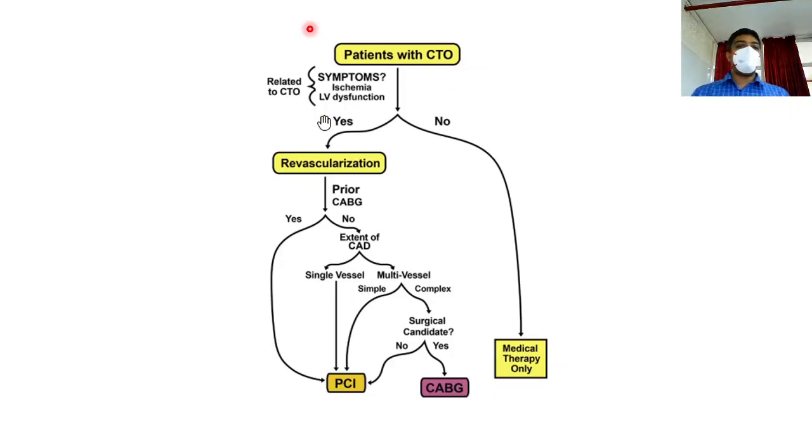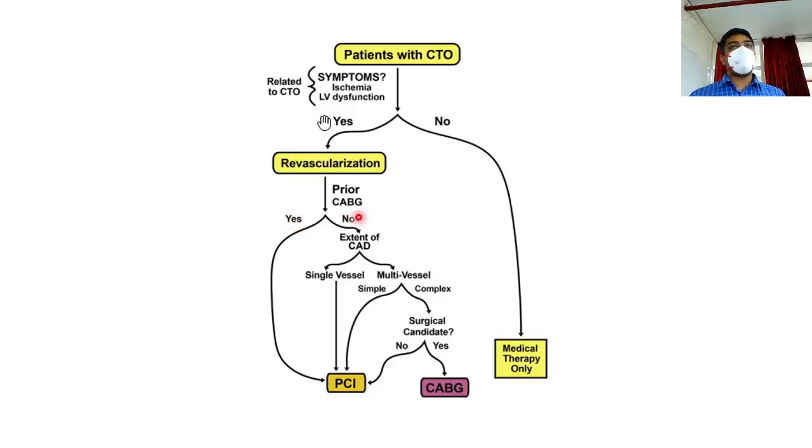So the general approach is, if a patient with CTO is symptomatic, then you have to consider revascularization. And if prior CABG was done, then there is no way, you have to proceed directly with PCI. Even the CABG graft itself can be used for rewiring. So you have to directly go for it.